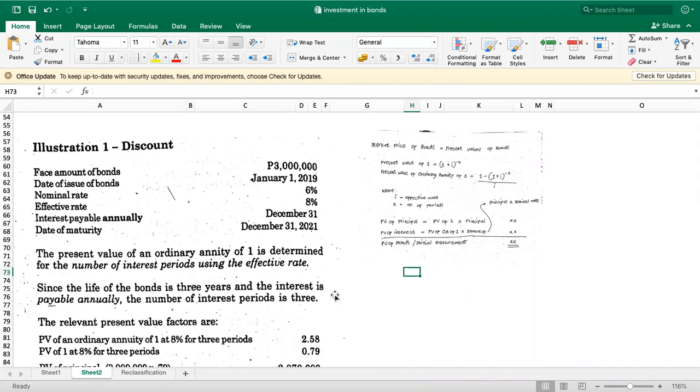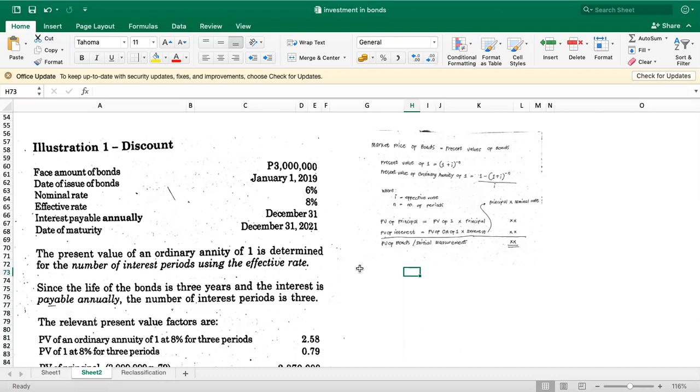Okay, so ito yon. Based on the problem given, the face amount of bonds is 3 million. Ito yung face value ng bonds or the principal. You have the date of issue of bonds. The acquisition date is on January 1, 2019. You have the nominal rate 6%, you have the effective rate 8%, and the interest is payable annually, therefore the interest is paid every year on December 31. Then the date of maturity is on 2021.